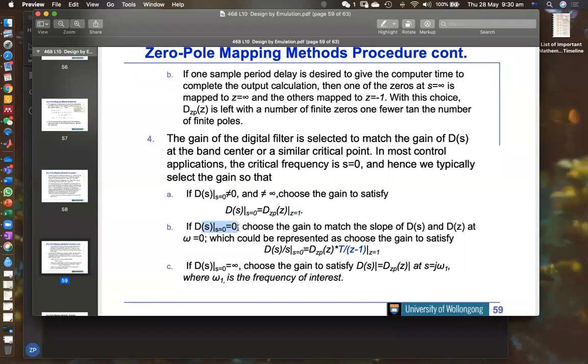The second case is when ds equal to 0. Then the third case is when ds equal to infinity. In that case, you can't compare the gain because both continuous and discrete time go to infinity. So you have to choose another frequency of interest. Normally this is where you have your bandwidth. Omega 1 is somewhere around your cutoff frequency, where most of the system is running, and you make sure at that frequency you have the same gain.